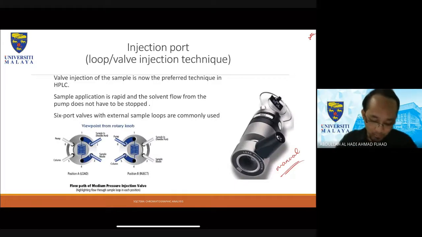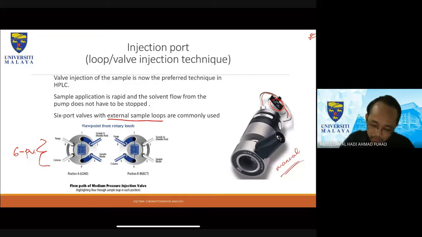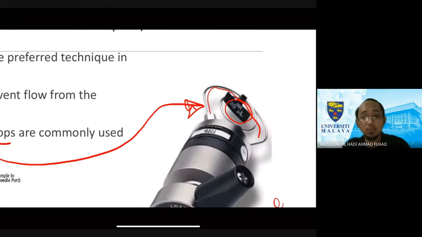Valve injection of a sample is now the preferred technique in HPLC. Sample application is rapid and the solvent flow from the pump does not have to be stopped. This one is a 6-port valve, with external sample loops commonly used. This is what we call the external sample loop. It's this guy, and you can see in that picture it says 20 microliters. This is the amount of sample that this system can actually hold.